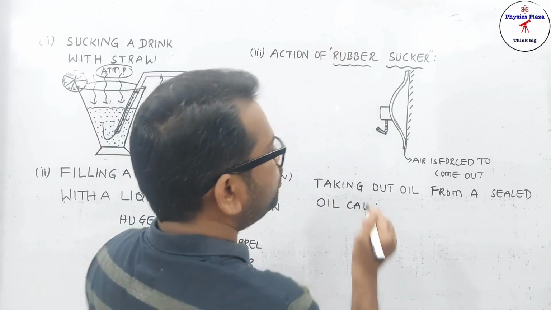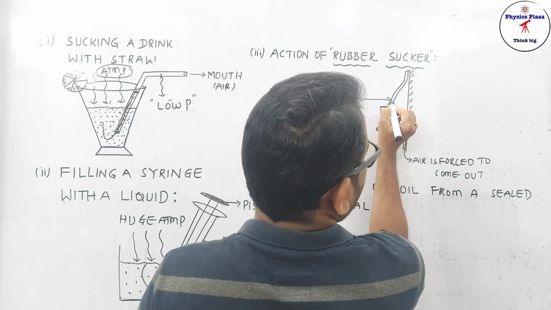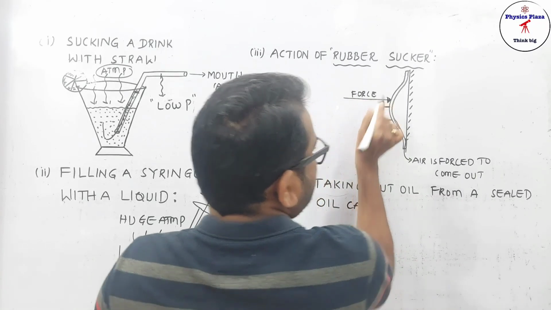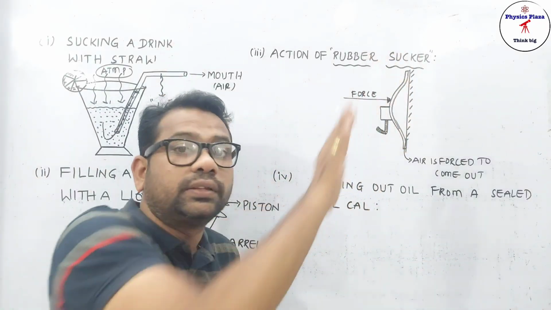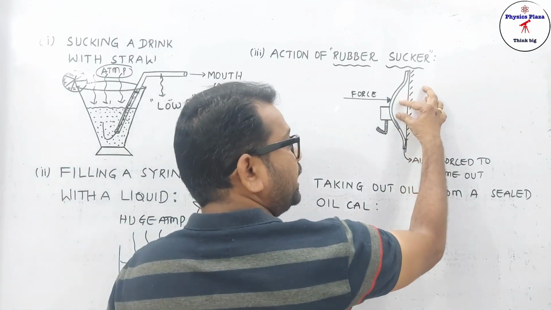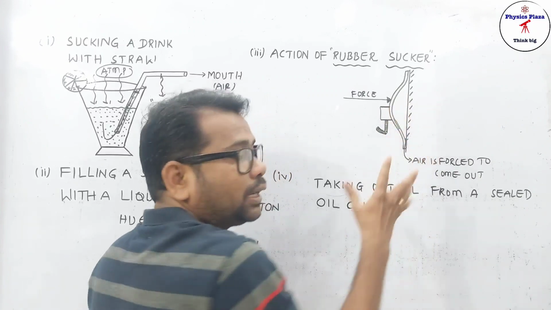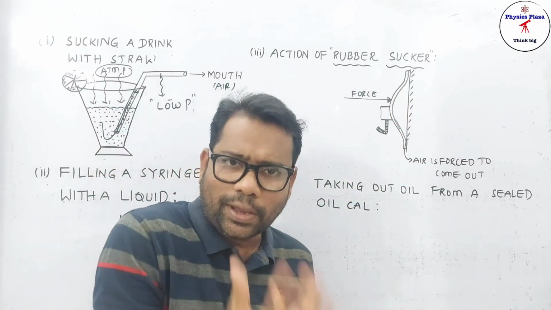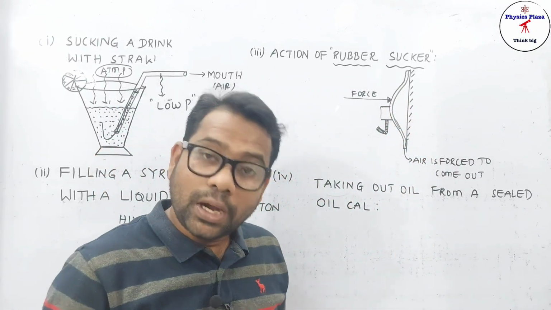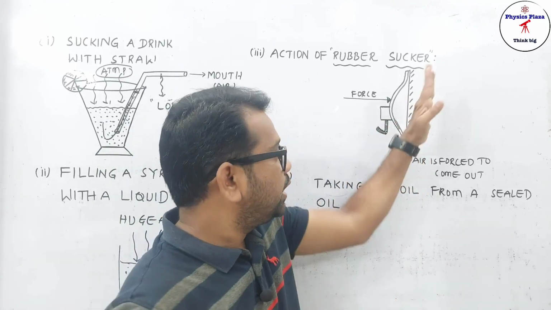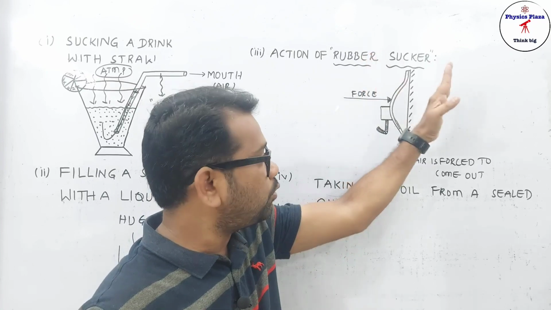Now children, the moment when you force it with our hand, what will happen? Inside, whatever air is there will be forced to come out. So now inside what will be there? Nothing will be there. Nothing means vacuum. That is a low pressure region. Now what happens? Of course, this rubber, due to its elastic nature, will try to come out of that wall.